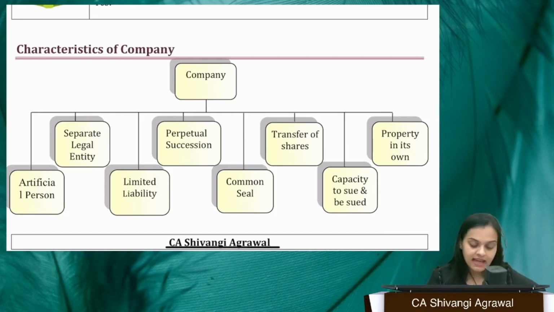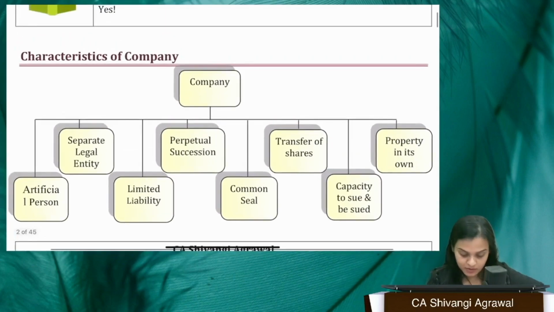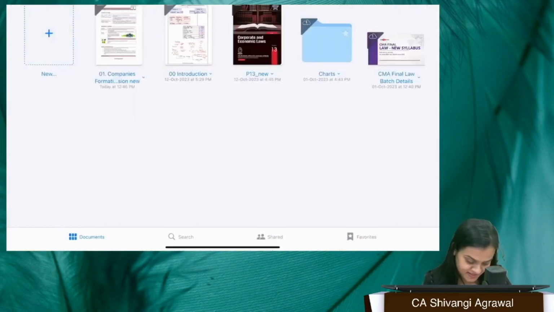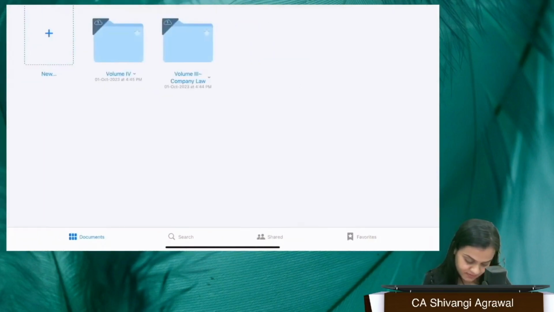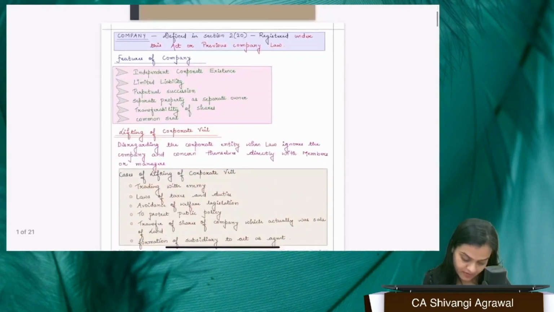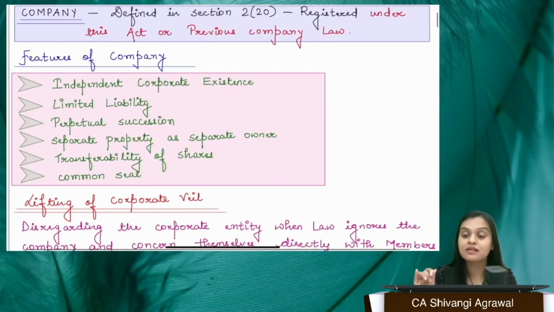Now, when we look at the characteristics of company, you'll find these characteristics everywhere. But then, when we talk about our CMA final law examination, and when I'm saying this, of course, I am talking about your 2022 syllabus. Just a second. So, my dear, this is what you have to remember for your examination perspective.